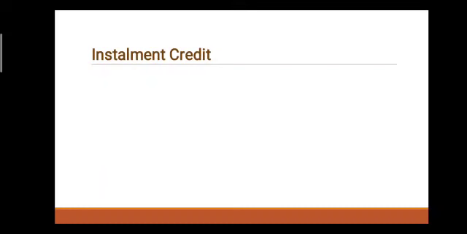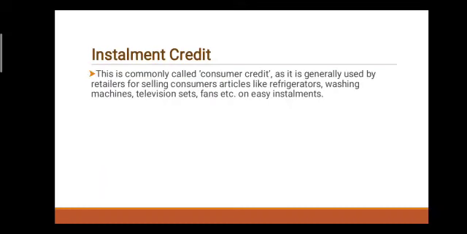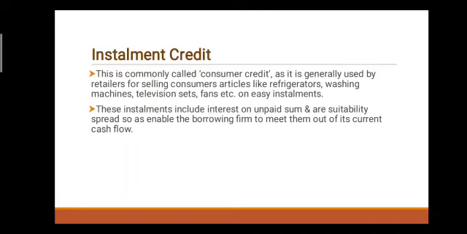Third, installment credit. This is commonly called consumer credit as it is generally used by retailers for selling consumer articles like refrigerators, washing machines, television sets, fans, etc. on easy installments. This installment includes interest on unpaid sum and is suitably spread so as to enable the borrowing firm to meet them out of its current cash flow.